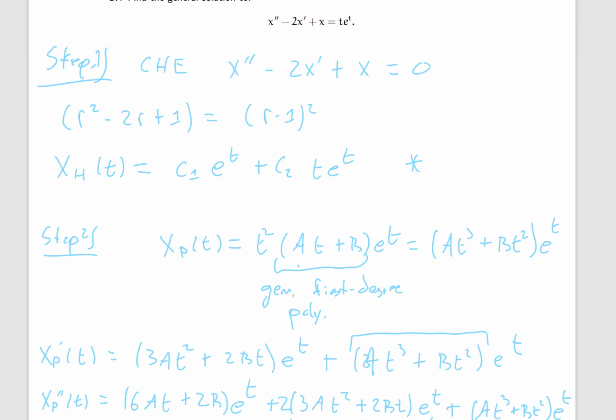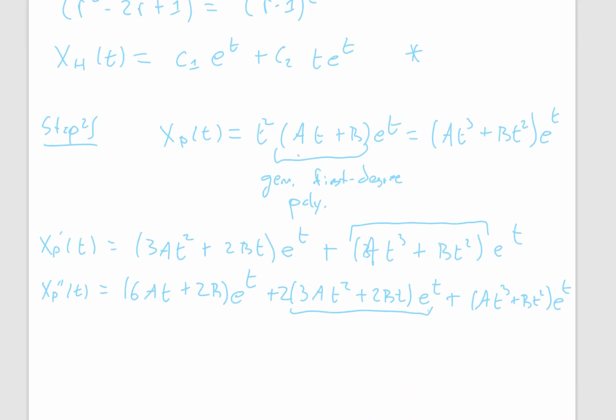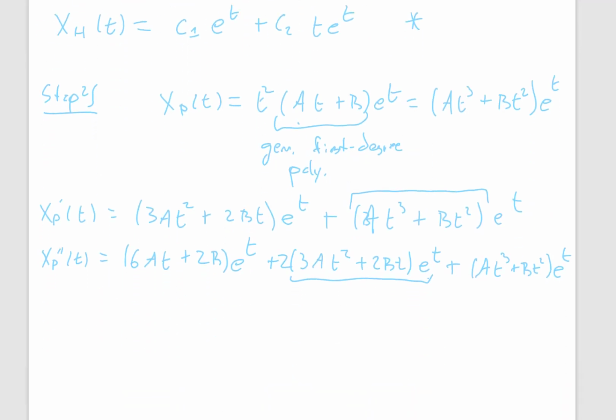The coefficient of t e to the t on the right-hand side is 1. This has to equal the coefficient of t e to the t on the left-hand side. The coefficient of e to the t on the right-hand side is 0, and the coefficient of e to the t on the left-hand side has to equal that. So notice what's going to happen if I look at the coefficient of e to the t on the left-hand side.